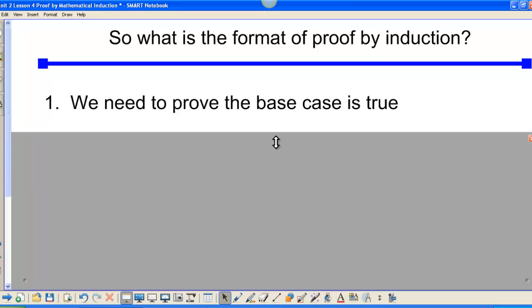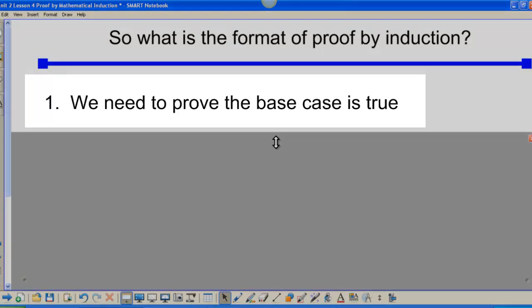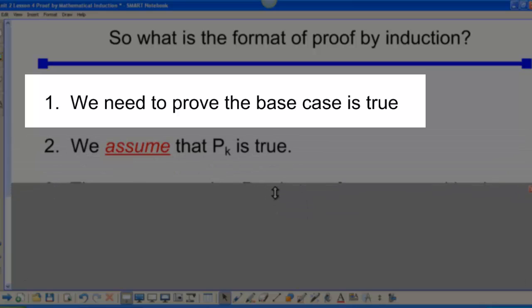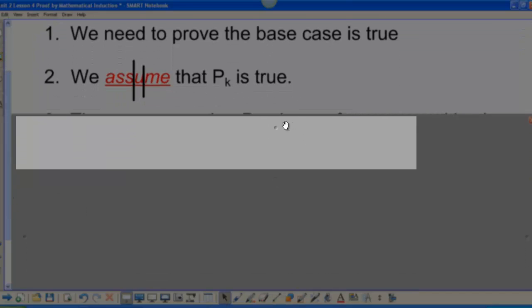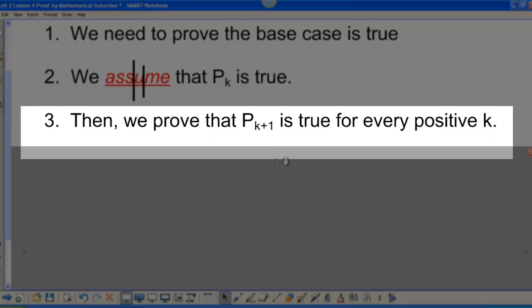There's 3 parts. The first part of mathematical induction requires us to prove that the base case is true. The second part requires us to assume. Yes, I'm writing assume. And I get it that you've always been taught that when you assume things, that's what it does. But we will assume that when we input a value of k into the formula, that's true. Our third and final step, and this is where you will see a little bit more work done, is we will prove that k plus 1 is true for every positive k.